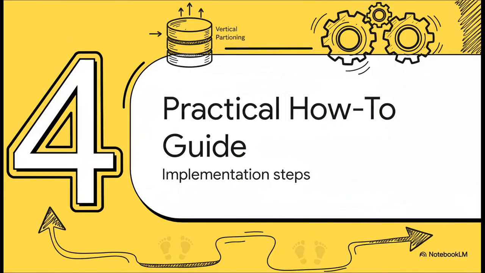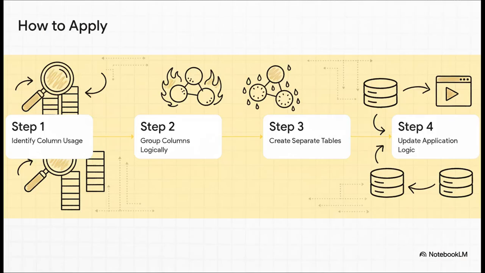Okay, this all sounds great in theory, but you're probably wondering, how do I actually do this? So let's walk through a practical, step-by-step guide. It really just boils down to 4 main steps. Step 1, you've got to play detective. Analyze your system's queries and figure out which columns are always being used together. Step 2, you group them logically. This is where you create your hot and cold piles.